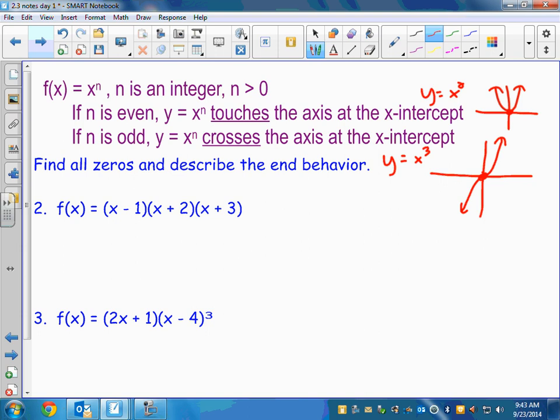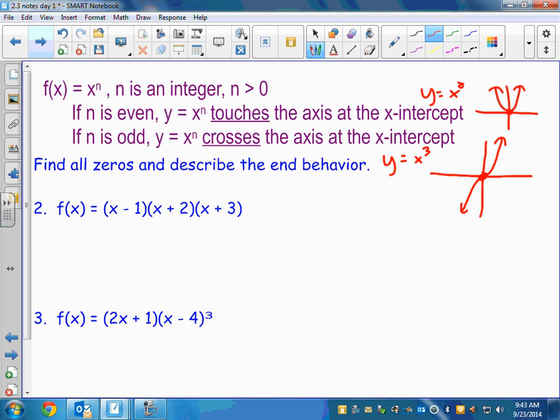The good thing today is it's already in factored form for you, and so it says find all the zeros and describe the end behavior, and we're actually going to go ahead and say if each zero crosses or touches the x-axis based on the power out here. But it's already factored for you, which means if we want to find the zeros, we just set that equal to 0, and we just set each factor equal to 0, right? So you're not supposed to have to do a lot of work today.